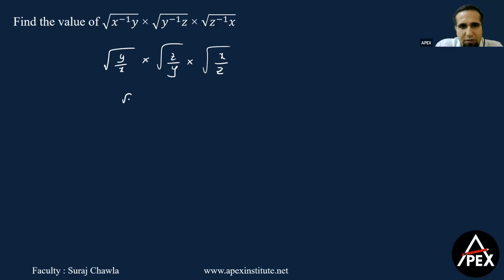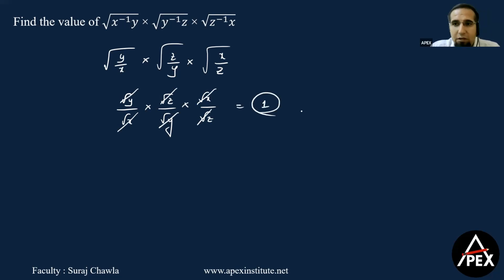The square root can be written as square root of y divided by square root of x into square root of z divided by square root of y into square root of x divided by square root of z. So you can see square root of x gets cancelled, square root of z gets cancelled, and square root of y gets cancelled. And therefore, the final value is going to be 1 here.